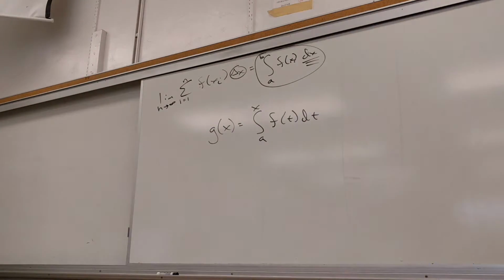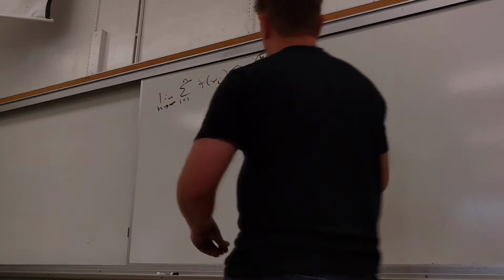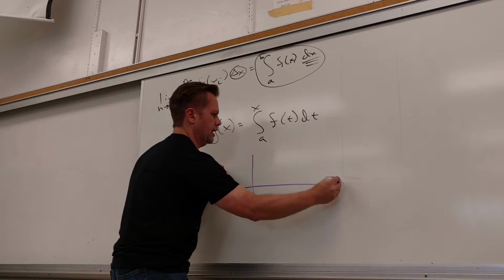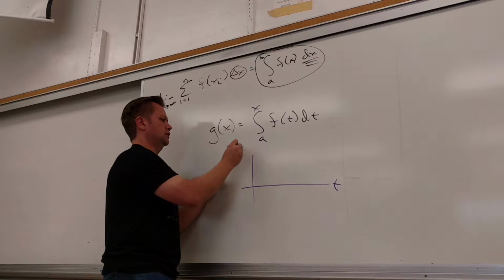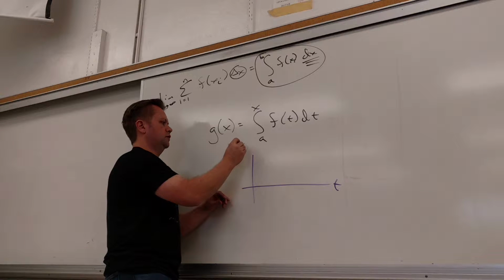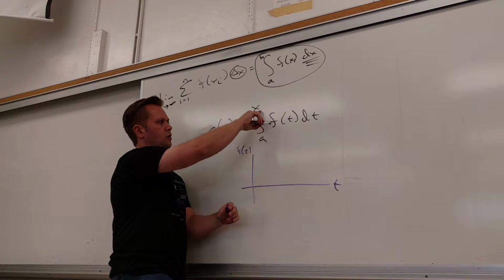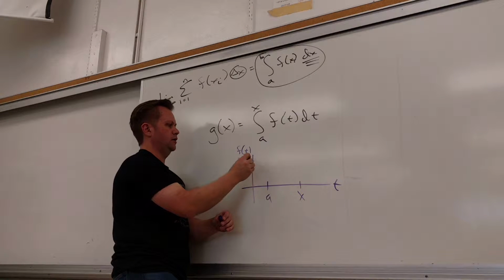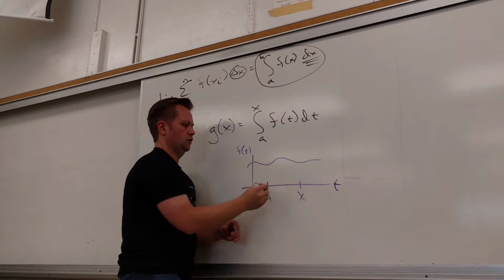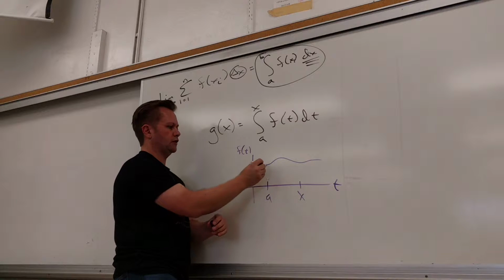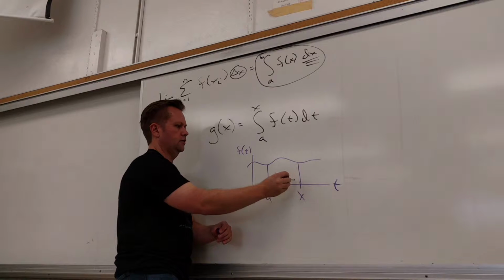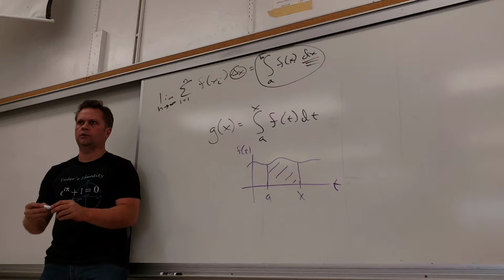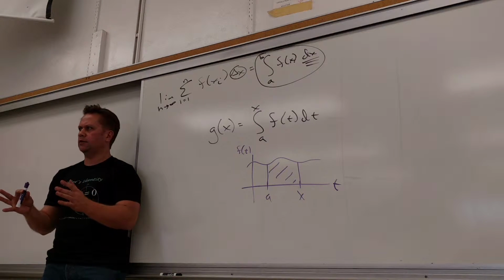So what does this look like visually? Now my function has the t-axis here, right? And this is the f of t. So I'm going from a to some point x, and here's my f of t. So this g of x represents the area there, right? That's what g of x represents. All right, let me stop there. The visual kind of makes it hammer home.